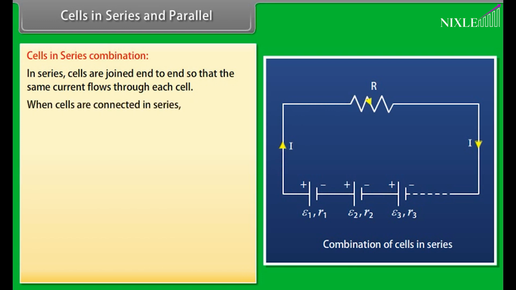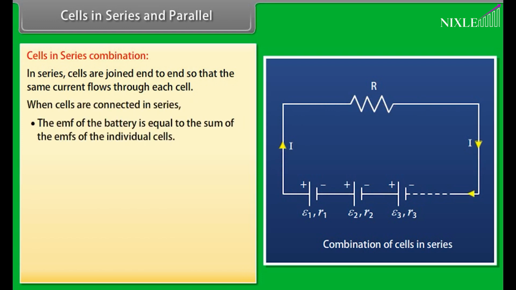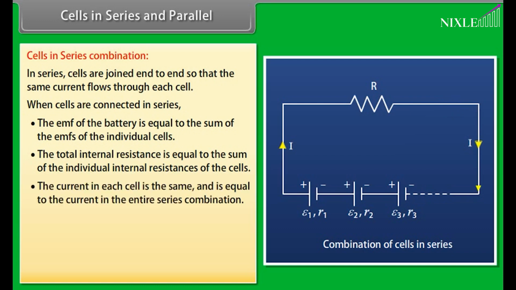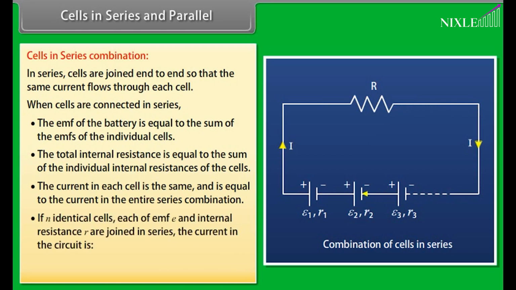When cells are connected in series, the EMF of the battery is equal to the sum of the EMFs of the individual cells. The total internal resistance is equal to the sum of the individual internal resistances of the cells. The current in each cell is the same and is equal to the current in the entire series combination. If n identical cells, each of EMF E and internal resistance R, are joined in series, the current in the circuit is equal to nE divided by R plus nR.